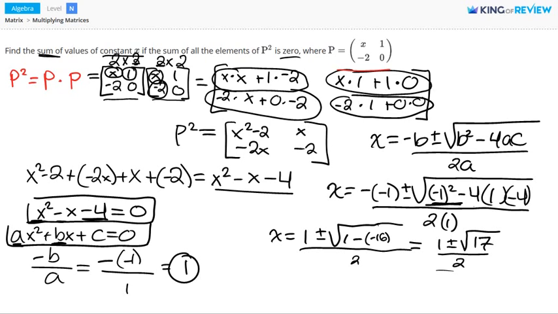So we have two answers here. We have 1 plus the square root of 17 over 2, and we have 1 minus the square root of 17 over 2. Now if you add these two together, you can do that on your calculator. When you add these two together, you'll get 1. And that's the same answer we got here.